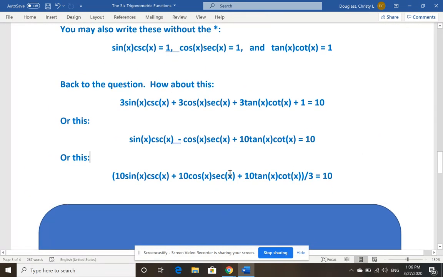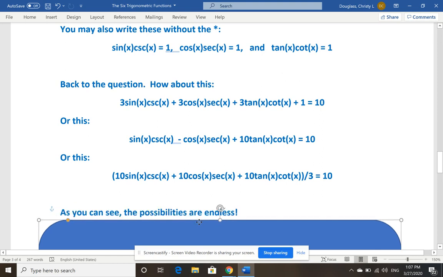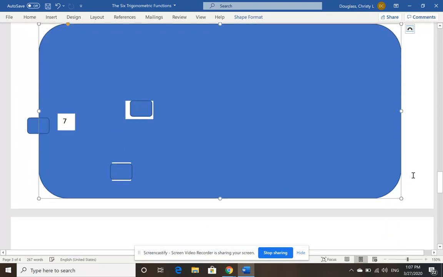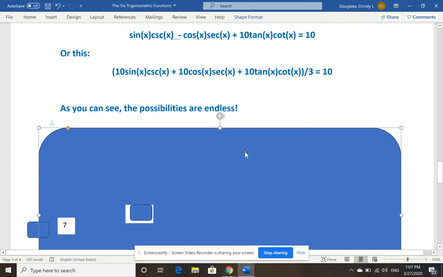how about this one? 10 times sine x cosine x, that'd be 10 times 1, plus 10 times 1, plus 10 times 1. So all of this in the outside parentheses is 10 times 1 plus 10 times 1 plus 10 times 1, which is 30, divided by 3 equals 10. So you can see that the possibilities are endless. So there are a lot of right answers that you could have done here.